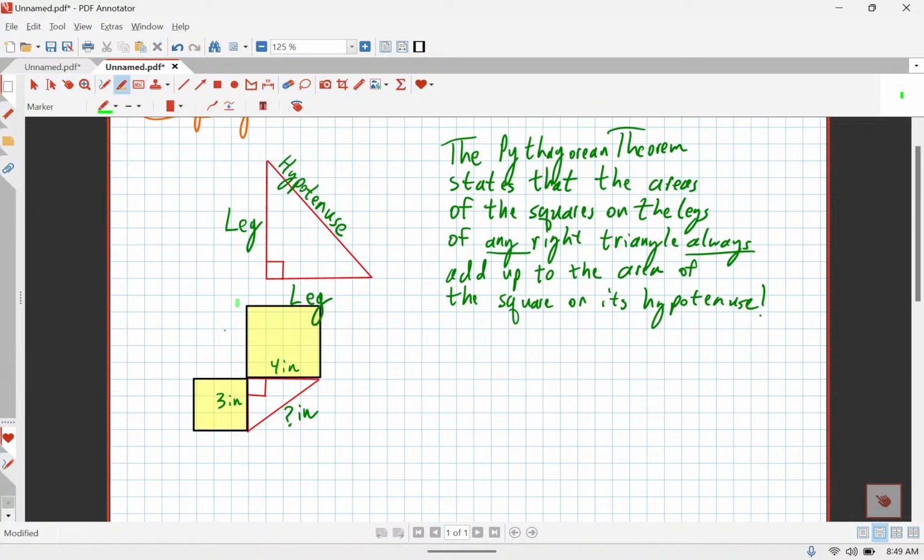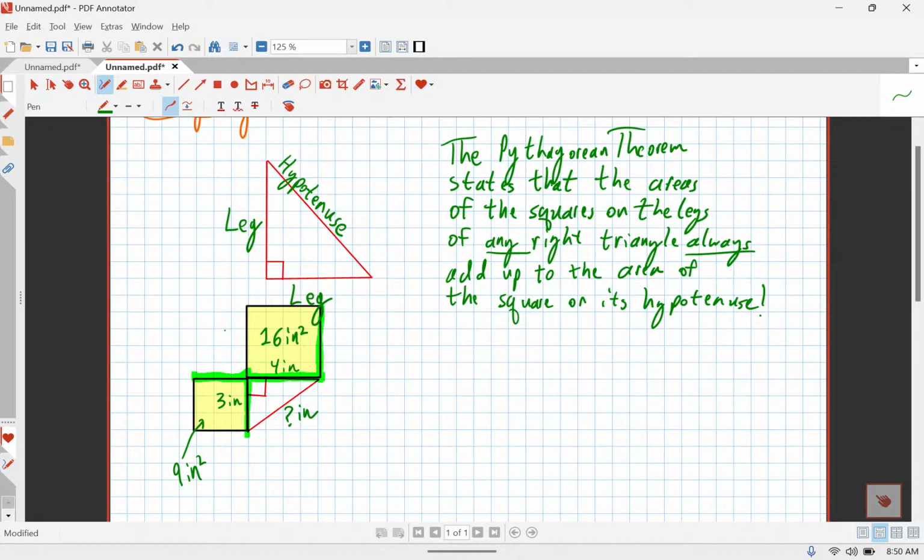What I'm saying, guys, is that the area of this square is 4 times 4, because it has to be a square, so they're both the same. And 4 times 4 is 16, so that's 16 inches squared. This square is 3 by 3. What's 3 times 3? 9. So the area of this square is 9 inches squared.